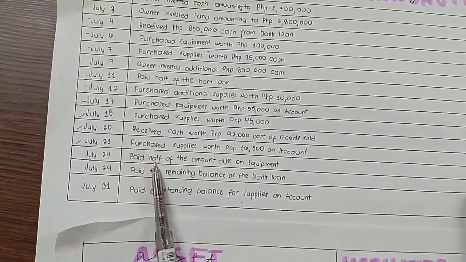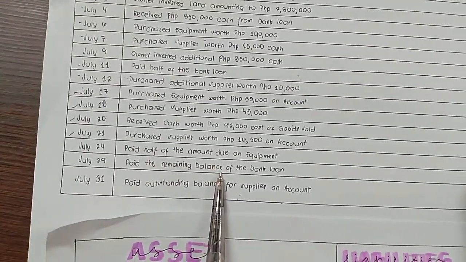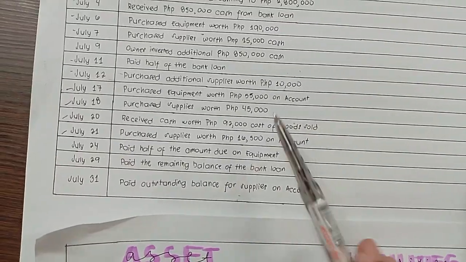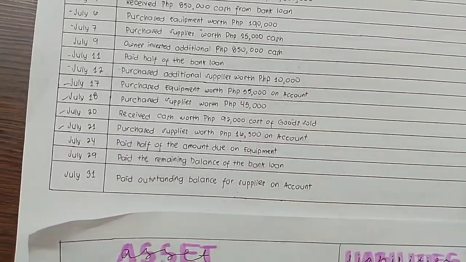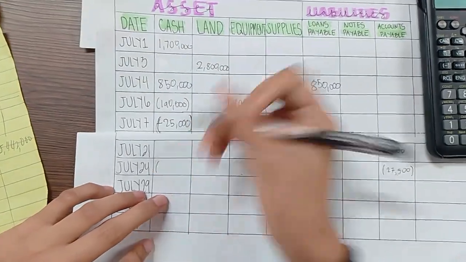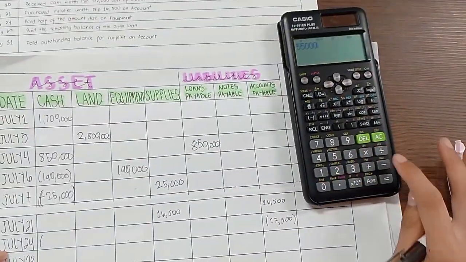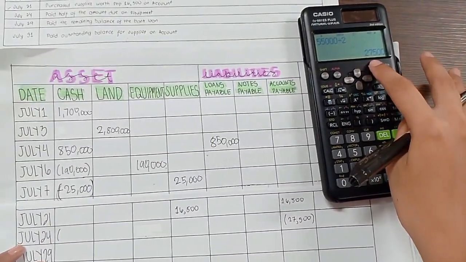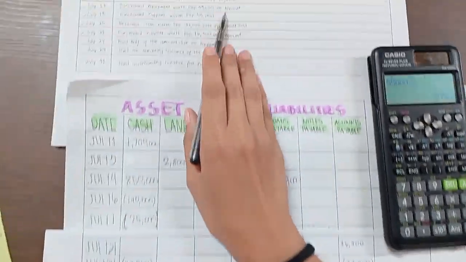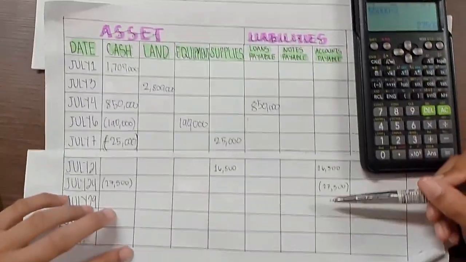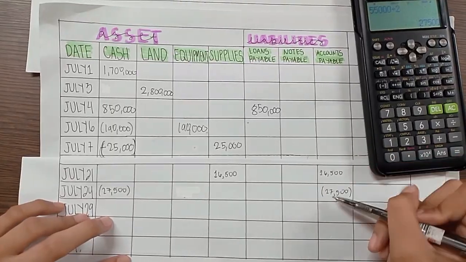So in July 24, they paid half of the amount due on equipment. In July 17, they purchased 55,000 on account. So we put 55,000 divided by 2, which is the half of 55,000. Since the purchase was on account, it is reduced, since we paid half.